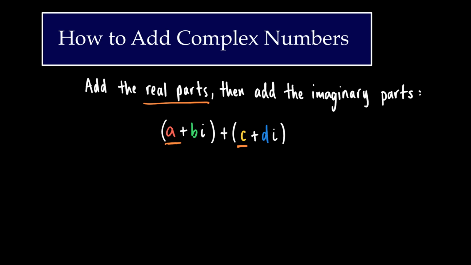So when you take the real parts and add them, you'll get A plus C. So that's kind of the real part. And then the imaginary part here will be whatever B, and I apologize, I put C in the wrong color there. So C is yellow. And then the imaginary parts together, how many I's will I have? Well, whatever B plus D is, that's how many I's we'll have.